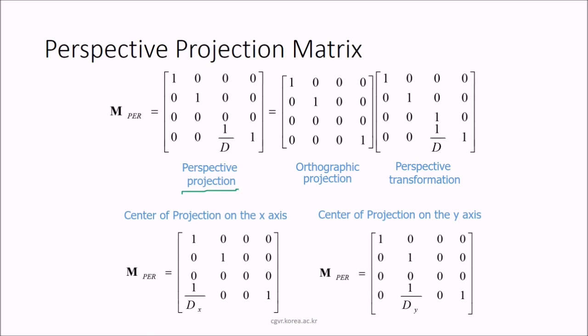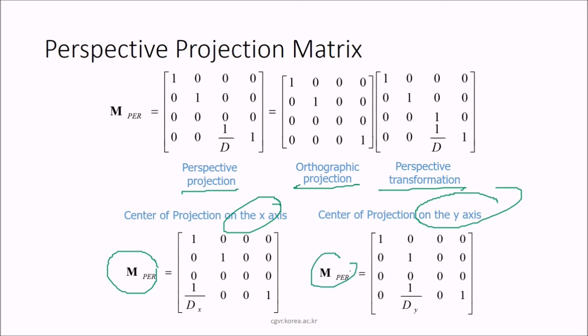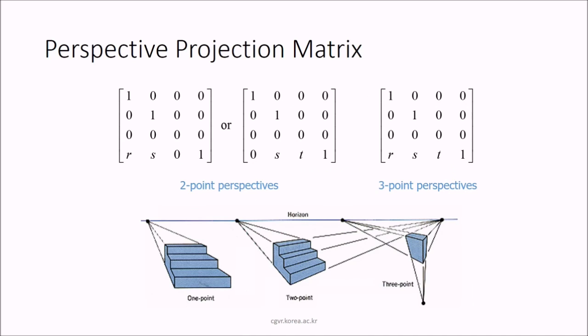This is the perspective projection, this is the orthographic projection, this is again the perspective projection. So this is the center of projection on the x-axis. This is if we take the center of projection on the y-axis. So this is the M for the perspective projection. This is 1 by dx here, 1 by dy here, because the COP is now on the x-axis, here the y-axis. Now these are the 2-point perspectives. You can take any of these. This is the 3-point perspective. This is 1 point, you are viewing from 1 point. From here you are viewing from 2 points. Here you are viewing from 3 points.